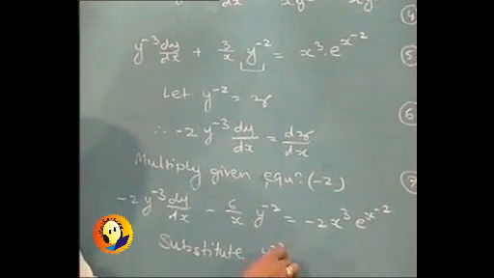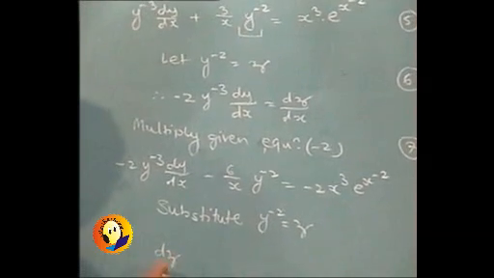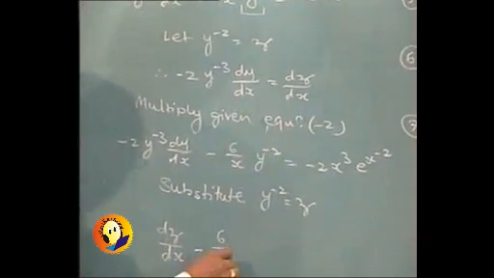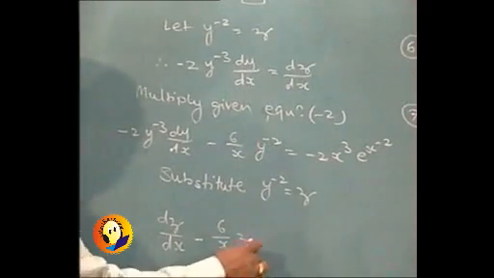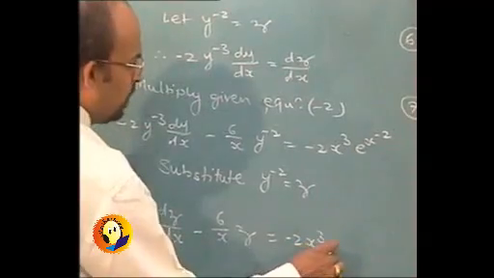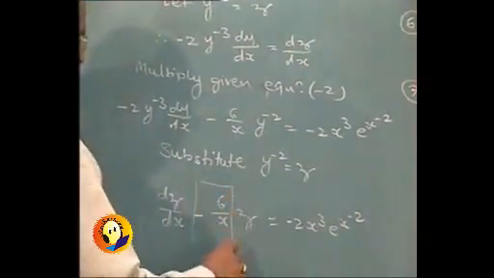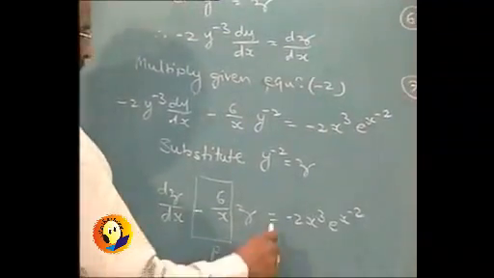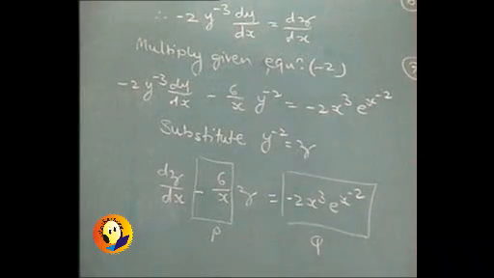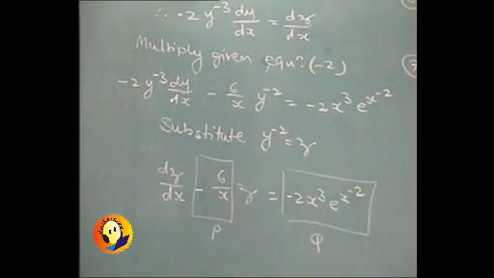y raised to minus 2 as z, and so the first term will turn out to be dz by dx, the second term is minus 6 upon x as it is into z equal to minus 2 x cube e raised to x raised to minus 2. So this is going to be our term p, and this entire thing is q. So we have brought the equation in form number 1.